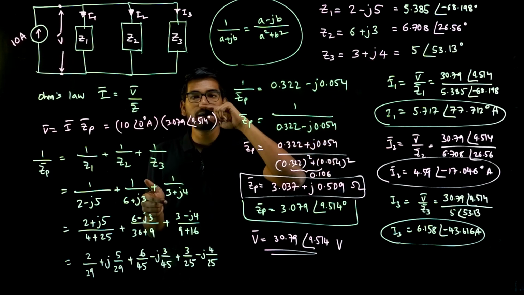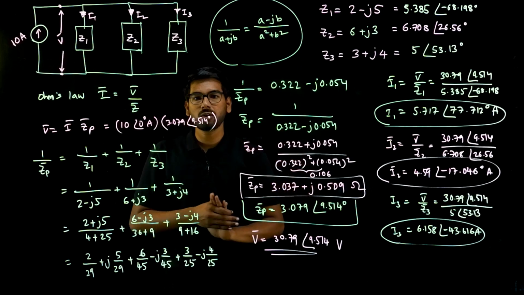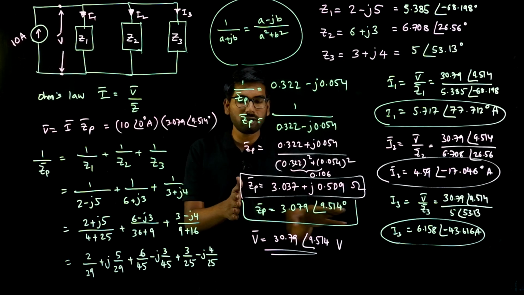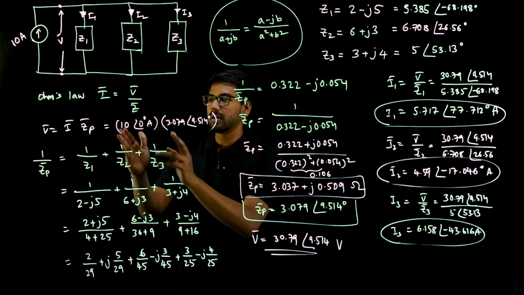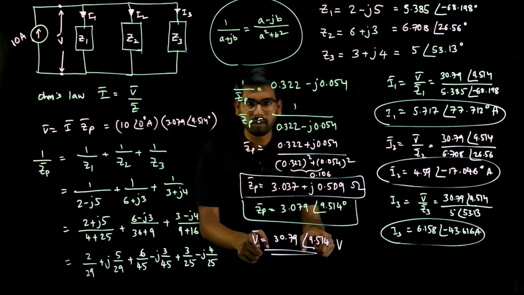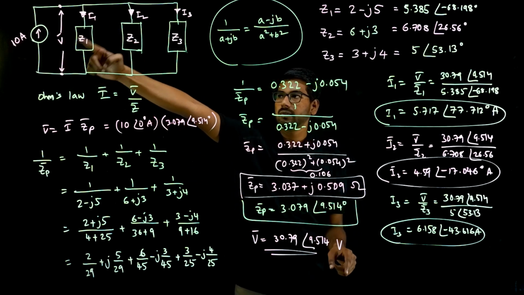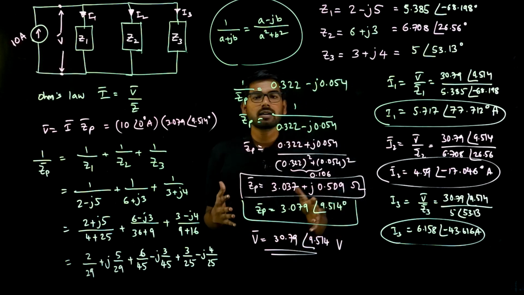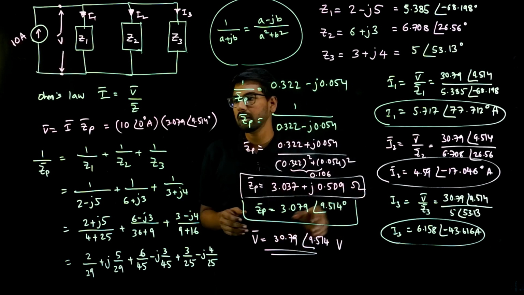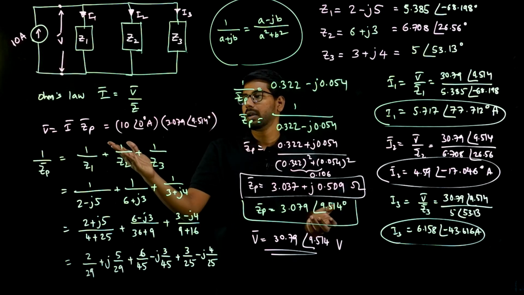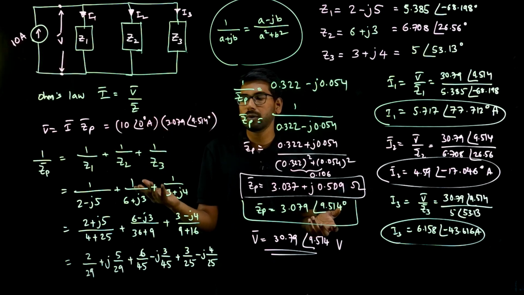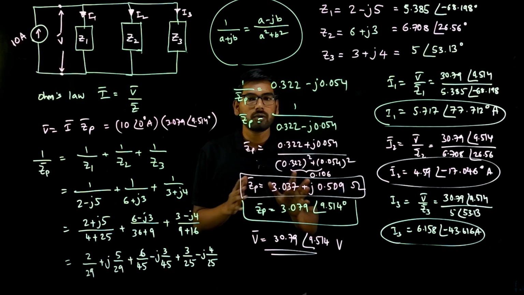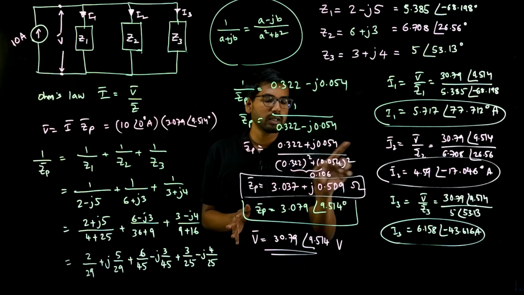1 by A plus JB is A minus JB by A square plus B square. And we found ZP in rectangular form and in polar form. Multiplied ZP with the total current 10 amperes, we get V, and then V by Z1 will give us I1, V by Z2 will give us I2, and V by Z3 will give us I3. It may look like a lot of numbers here, but there are only two formulas. One is Ohm's law formula, that you already know. Another is 1 by A plus JB is A minus JB by A square plus B square. Use your calculator and do not make any sign mistakes.